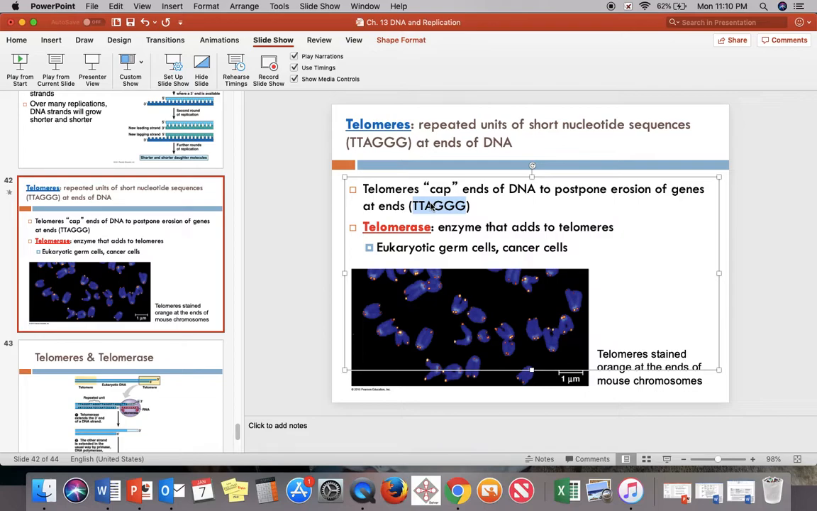So what this essentially means is that any given cell has a finite number of times that it could possibly divide before we start to lose really, really important information on that chromosome. Okay, and that can be very detrimental to a person's genetics.